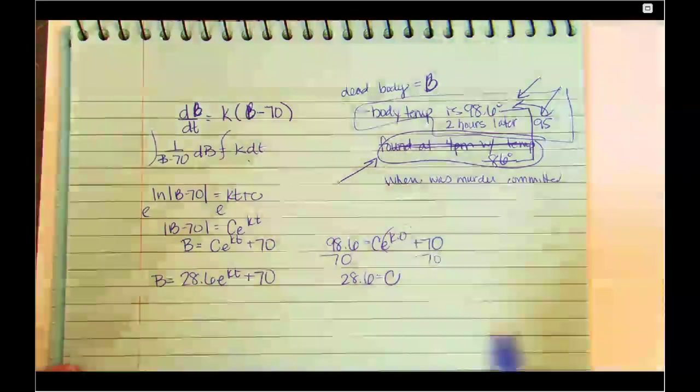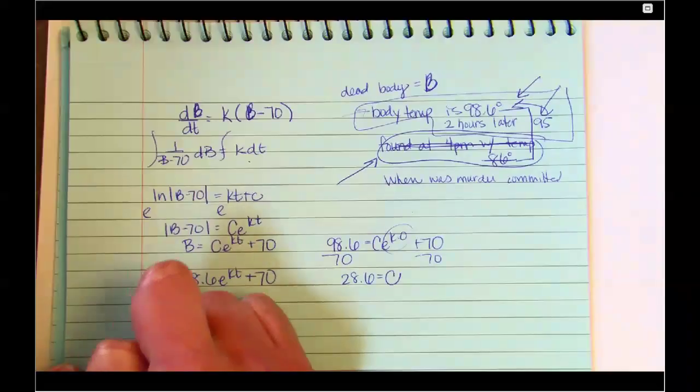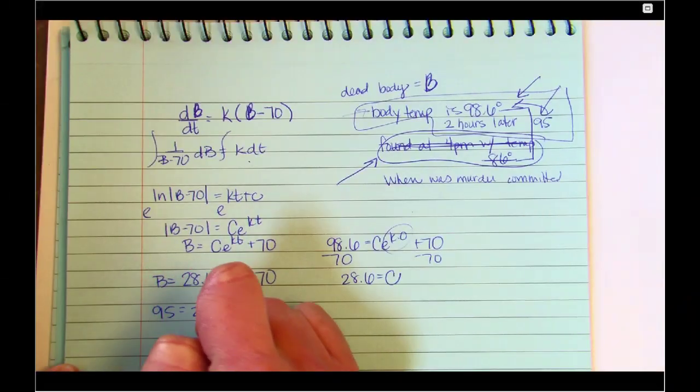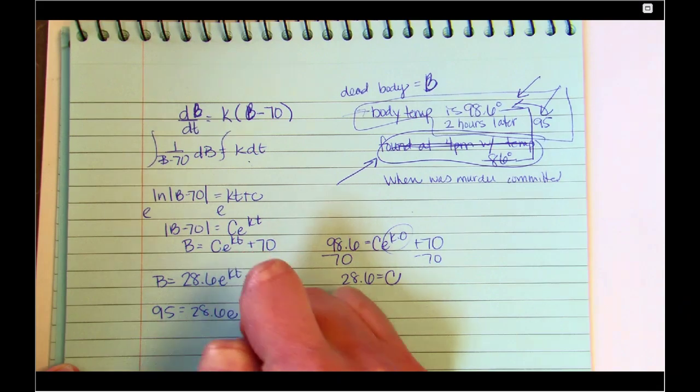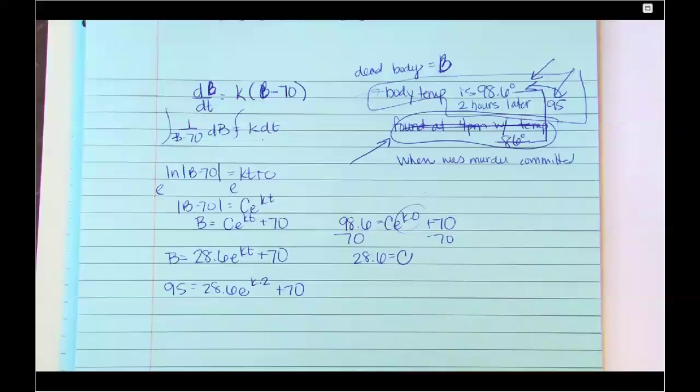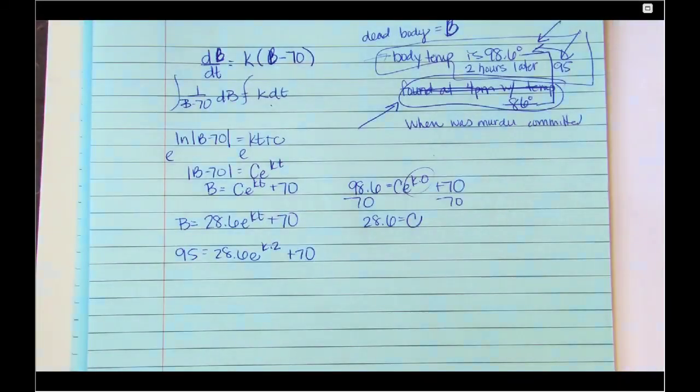If you plug it in for 2 hours later, you get it. Plug it in. Yeah, k is 600. Oh, that's a lot nicer number. Okay, so we know 2 hours later, the temperature is 95. This fills in everything to let you figure out what k is.